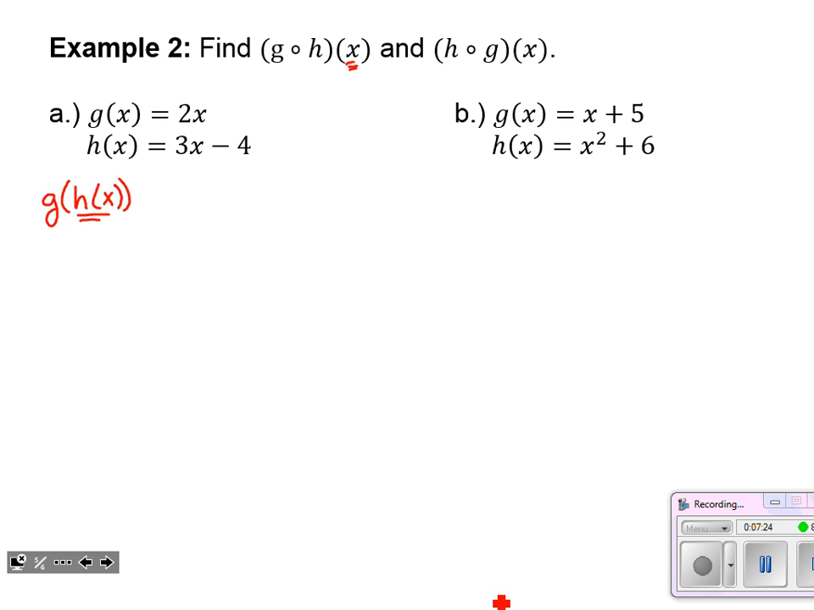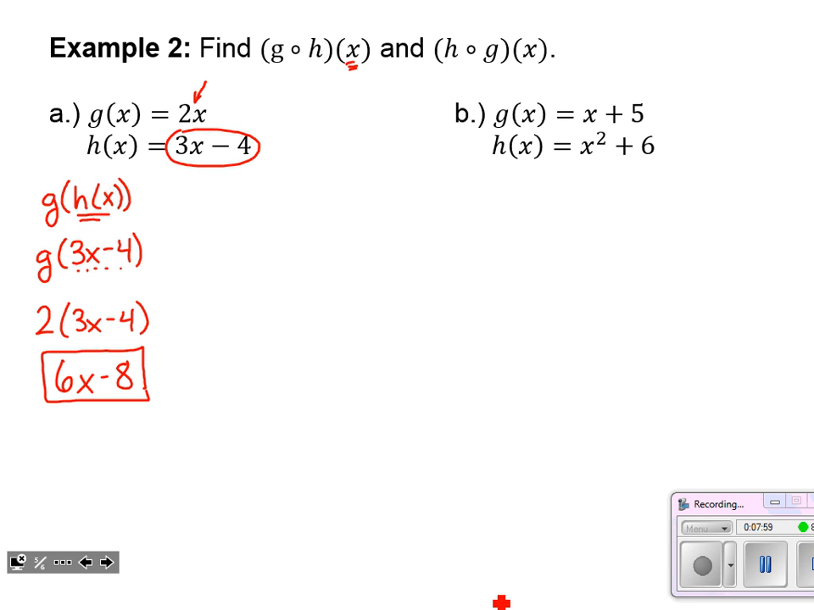So first let's do, and again, rewrite this, g of h of x. Well, the inside thing is h of x, and hey, they tell me right here what h of x is. It's 3x minus 4. So if I'm looking at the inside thing first, that's g of 3x minus 4. I just substitute it in. Okay, so what is function g telling me to do to this input? It says to take that input times 2. So 2 times 3x minus 4. And here we just need to distribute to simplify it. 6x minus 8, that is our result.